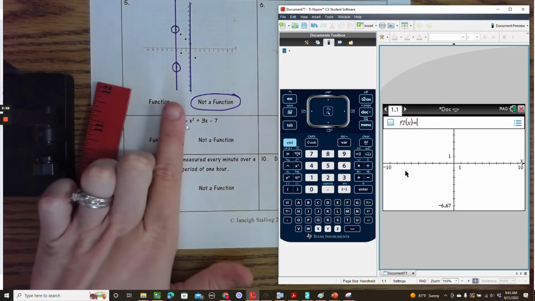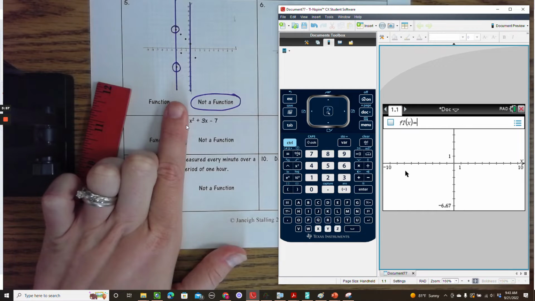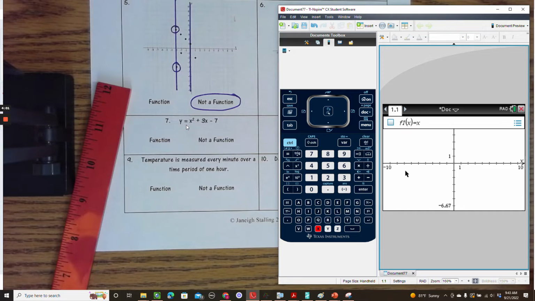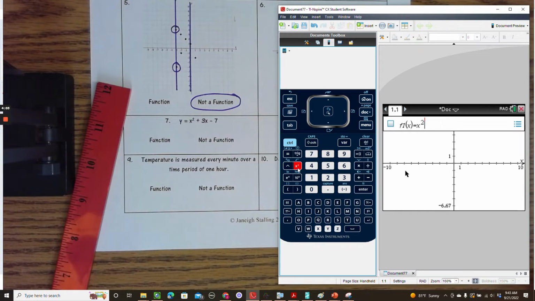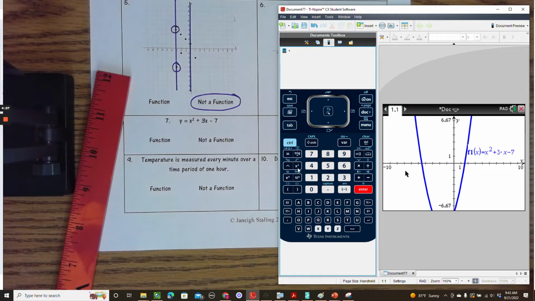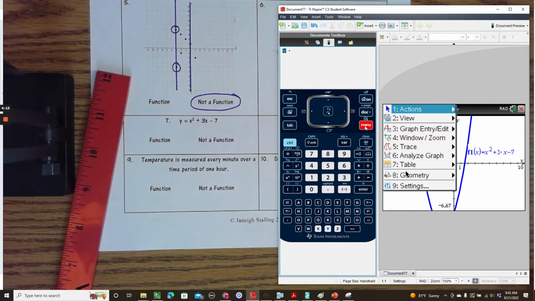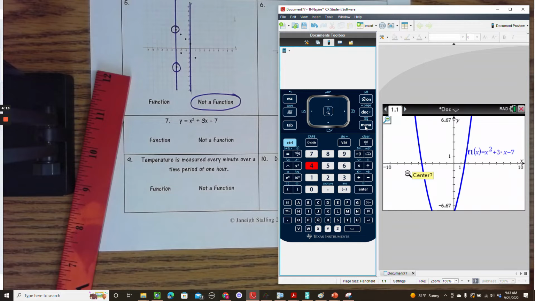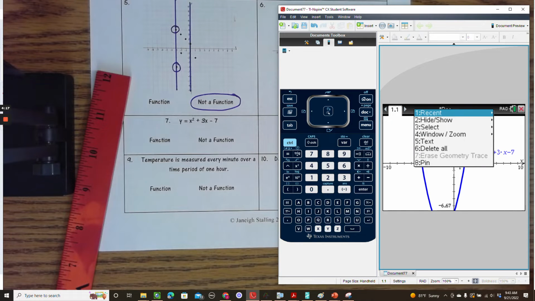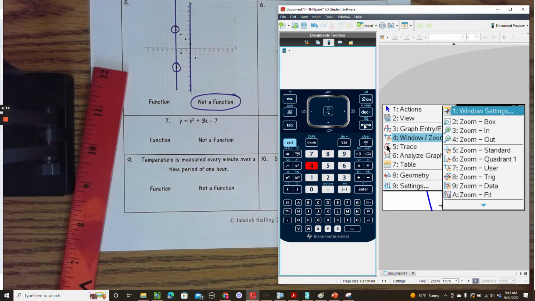I'm not going to type the y equals. That's already in there for me. All I'm going to type is x squared plus 3x minus 7. And then I can see it. And if you need to zoom out, menu, 4, and you just click and it'll zoom out.